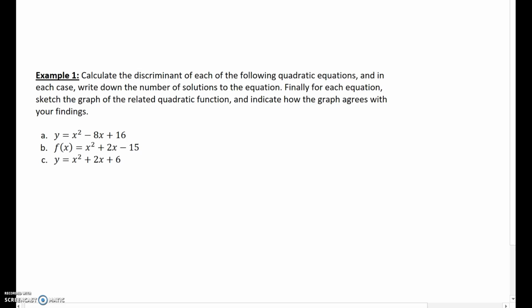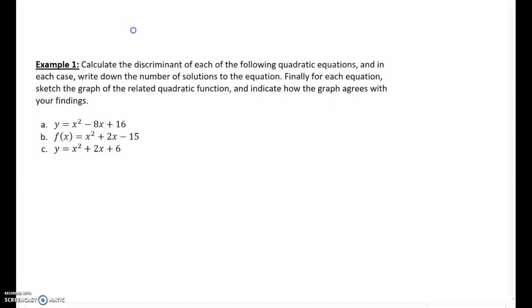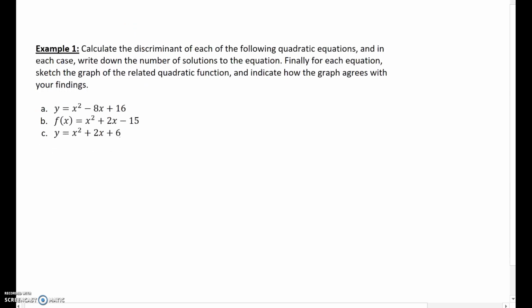This video deals with the discriminant of quadratic equations. And the discriminant, as we know, hopefully, is b squared minus 4ac. So we have to find the discriminant for these three functions. y equals x squared minus 8x plus 16 is the first one. So let's start with that.